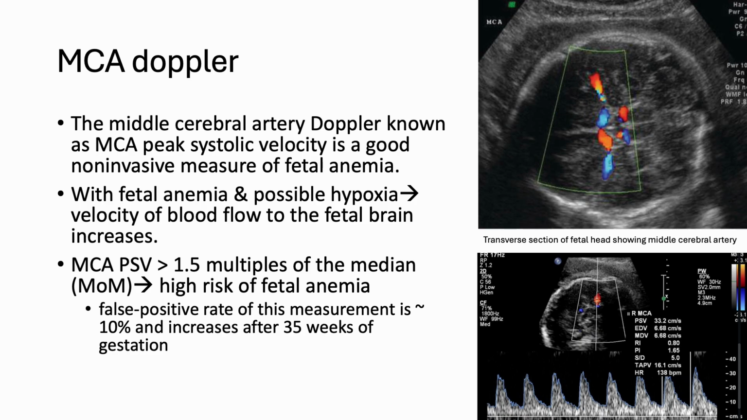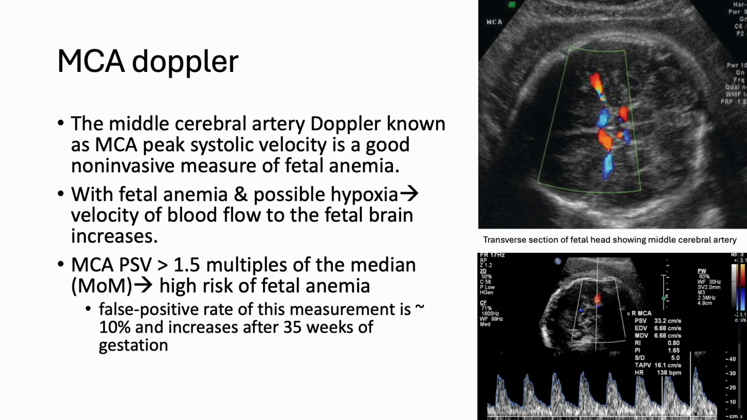So let's talk about MCA Dopplers. This may be unfamiliar to some of you, or maybe many of you. The middle cerebral artery Doppler, known as the MCA peak systolic velocity, is a good non-invasive measure of fetal anemia. With fetal anemia and possible hypoxia, the velocity of the blood flow to the fetal brain increases. If the MCA peak systolic velocity is greater than 1.5 multiples of median, or MoM, this is a high risk that the baby has anemia.